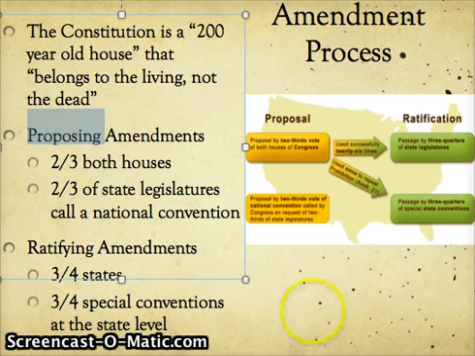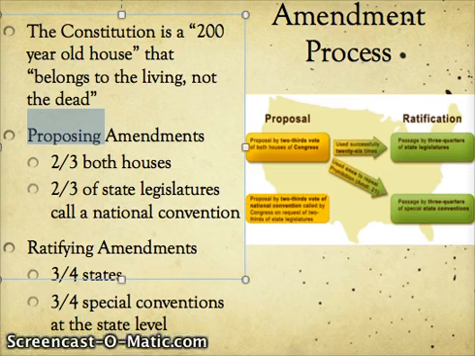Proposing. Proposing an amendment just means suggesting. So you're suggesting a change. Now, there's two ways that can happen. An amendment can be proposed by a 2/3 vote of both houses of Congress. So you need a supermajority in the House and a supermajority in the Senate. Or a rare or never used method of proposal is a 2/3 vote at a national convention.